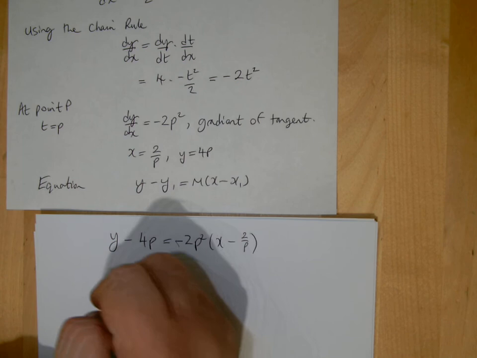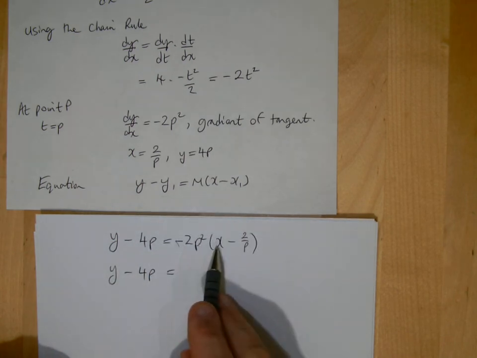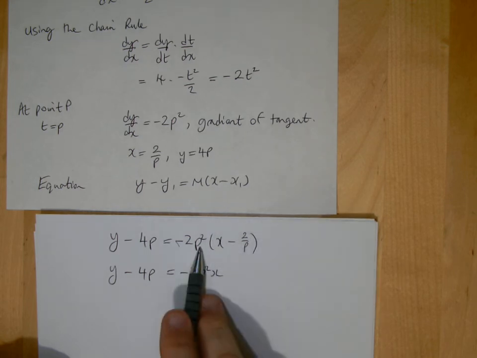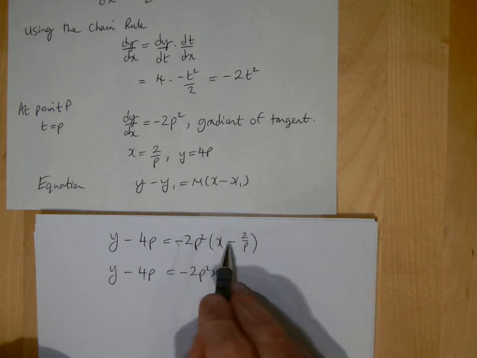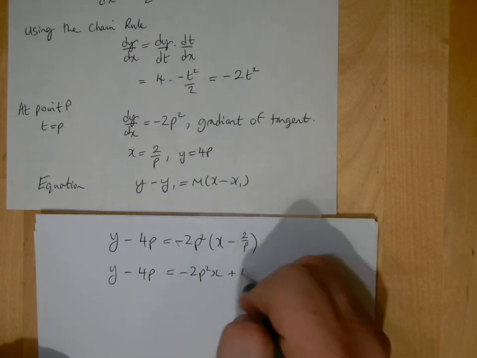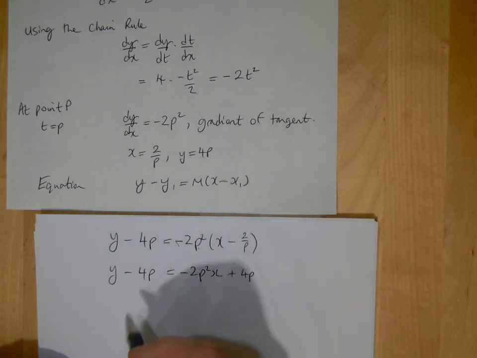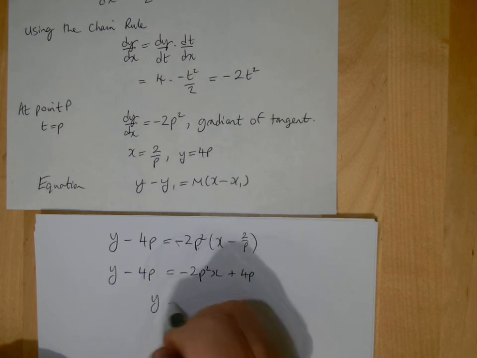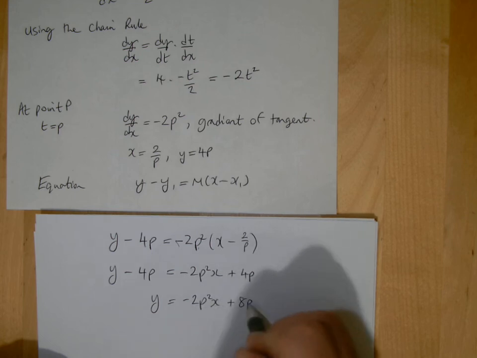Okay, so I've got y minus 4p. Let's expand this bracket then. Minus 2p squared times x is minus 2p squared x. And minus 2p squared times minus 2 over p. Well, minus times a minus is a plus. 2 times 2 is 4. And p squared, but then divide by p is p. So if I take that minus 4p over, I get exactly what they want.